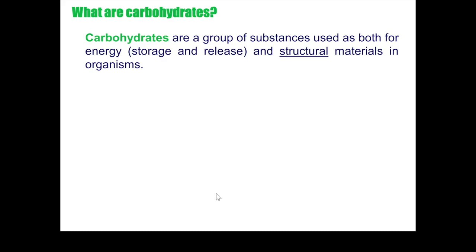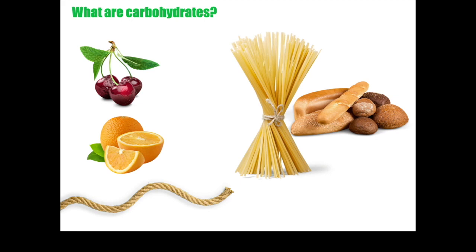Now, the way these carbons, hydrogens, and oxygens are arranged, and the ratio of these atoms, makes carbohydrates special. So in general, carbohydrates could be divided into those that are soluble, like you find in fruits, like fructose, or those that are insoluble, like the ones you have in pasta and bread. These are starch. You also have carbohydrates that are not edible. Those are more structural carbohydrates, like cellulose, the one you have in ropes or cell walls.